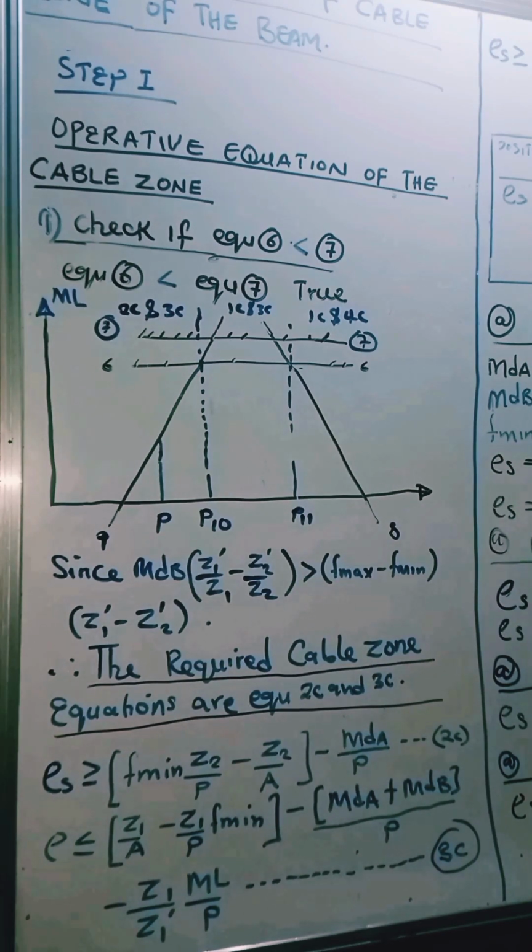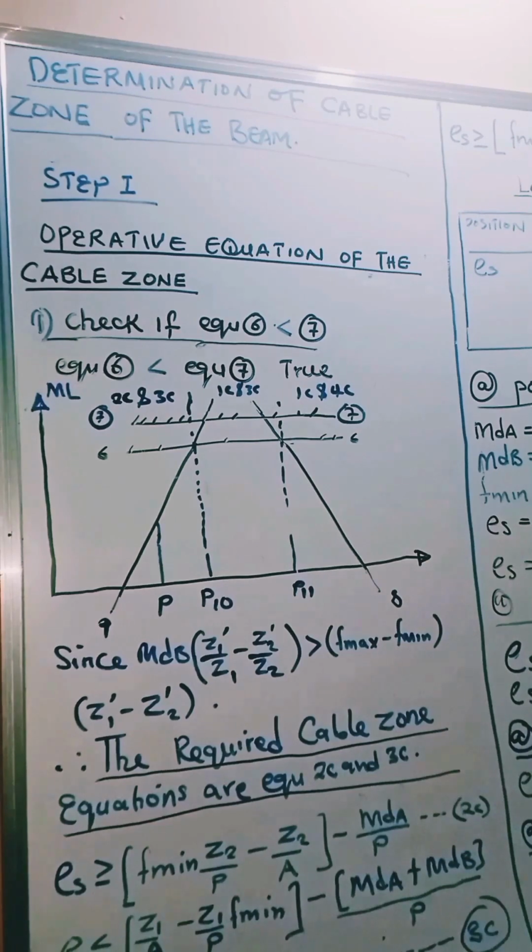Today we are looking at how we can determine the cable zone of the beam. Zone is very essential because we need to obtain the resultant stressing force, and that force must lie at the centroid of the cable zone. So we need to obtain this cable zone, and for us to do that, we must refer back to our equations, which we derived in one of our videos also.